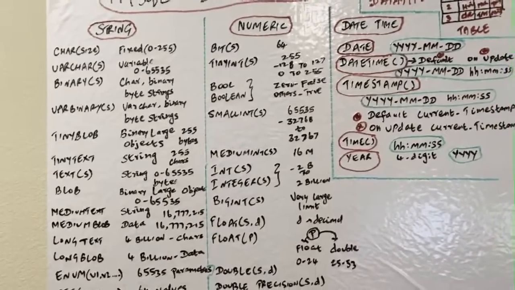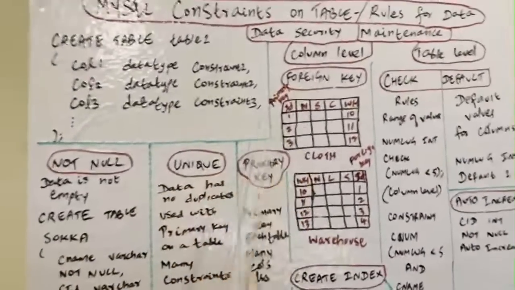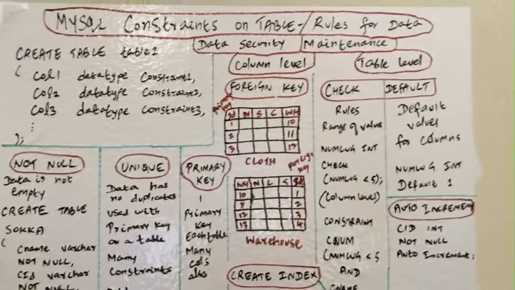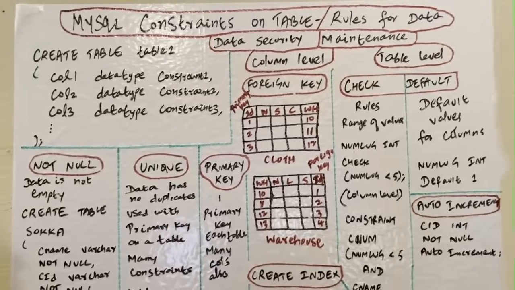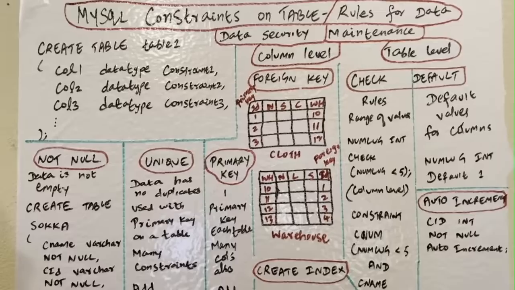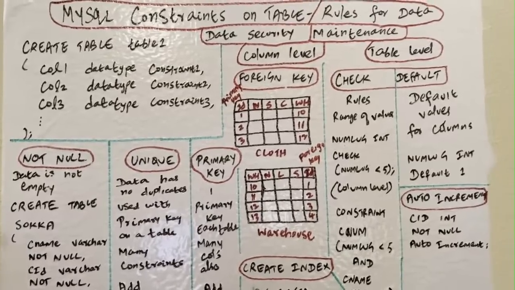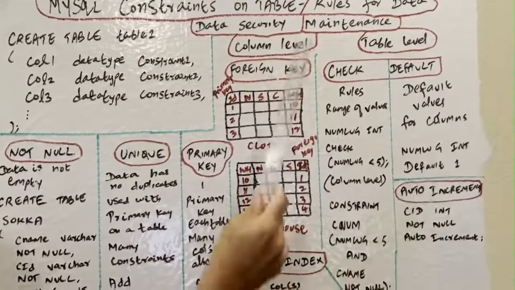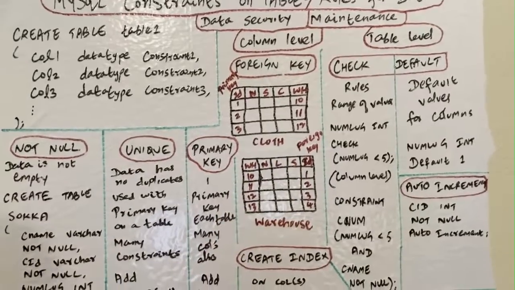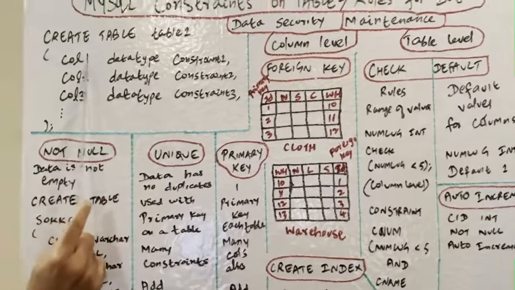Let's talk about another thing, constraints. Let's move on here. There's a table, there are millions of tables, millions of data. What are the rules while creating the table or while inserting or updating? We have to put some rules. We cannot put all data into one table. So those are called constraints. Let's talk about this for data security and maintenance. Create table, table name, we know all this.